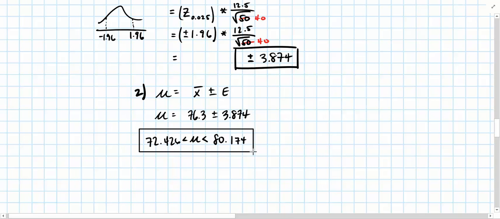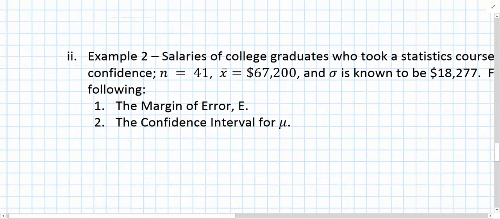So that's our confidence interval, and this was our margin of error. Let's try another example.